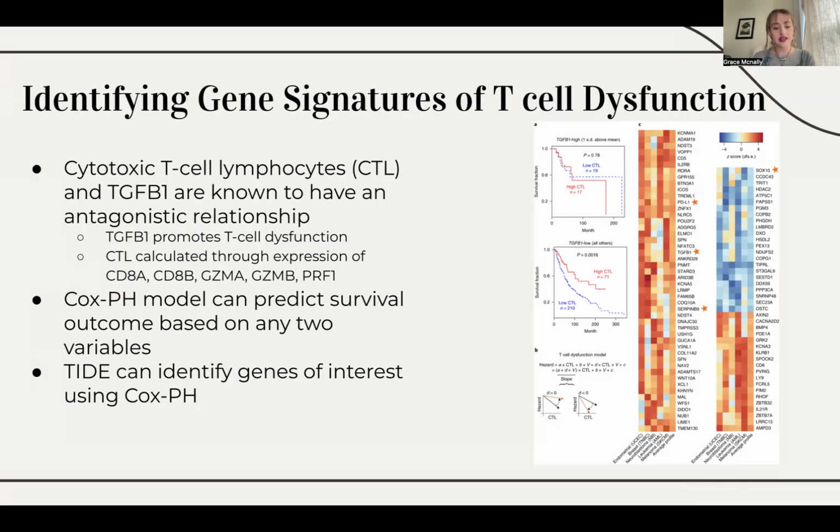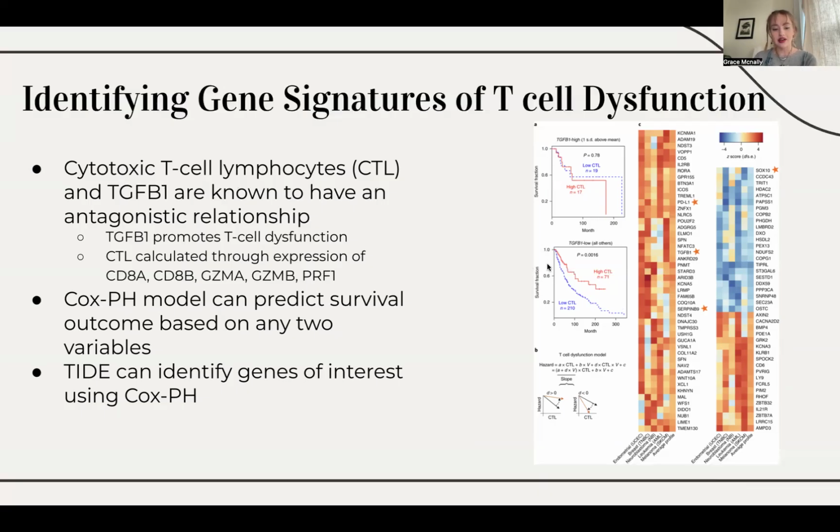First, the authors estimated the cytotoxic T cell lymphocyte levels, or CTL, by averaging the expression of the genes associated with CTL activity shown here. Using a Kaplan-Meier plot, the authors plotted the survival fraction of patients with either high or low CTL levels with different TGFB1 levels shown in figure A here.